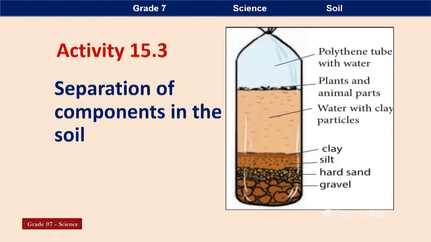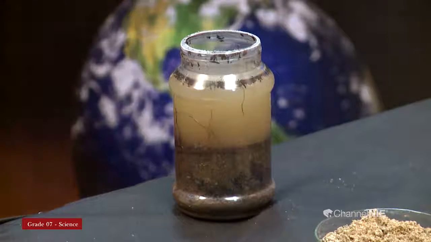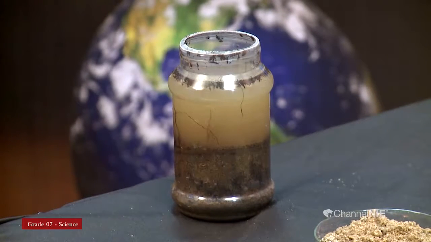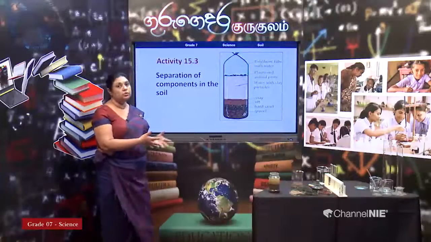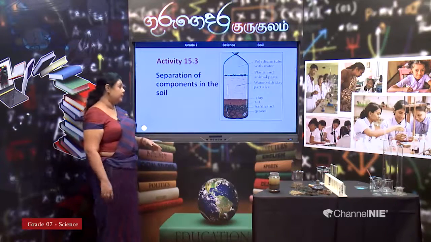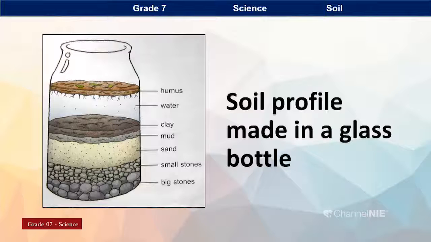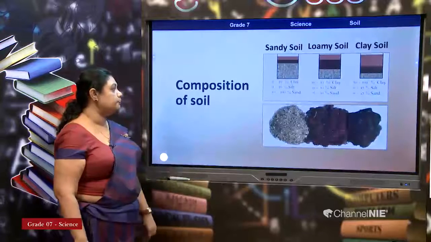You can compare with the diagram even. Silt is there, clay layer, water with clay particles, and ultimately on top the floating particles, plant and animal parts. So, this you can do easily at home without laboratory equipment, and please do that and see. Right. So, this is how it is in detail. Again, you can see very well. Big particles, small stones, sand, then mud, clay, everything is there when it is done in a bottle as well.